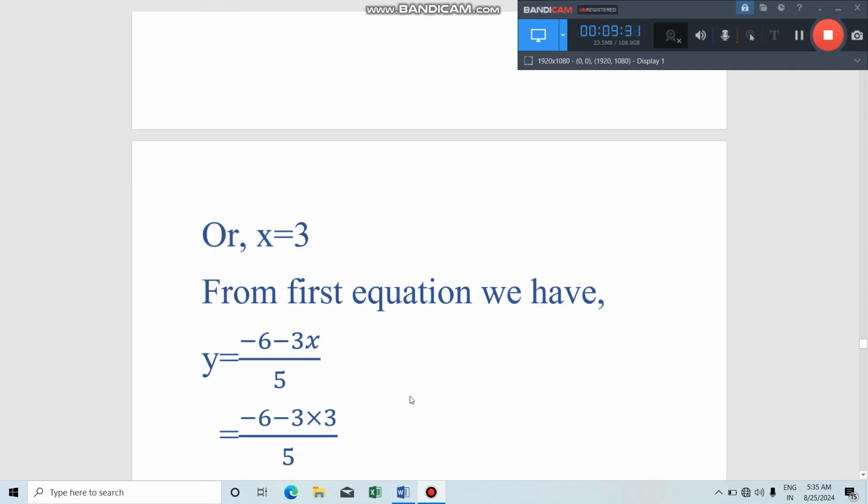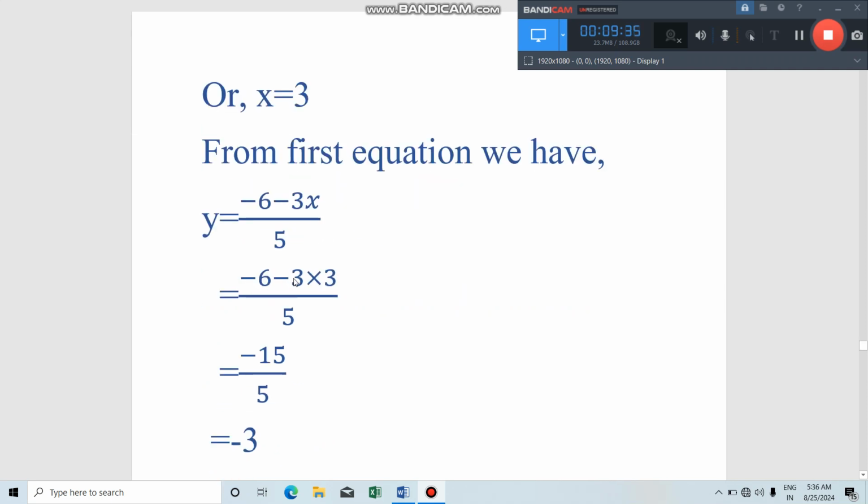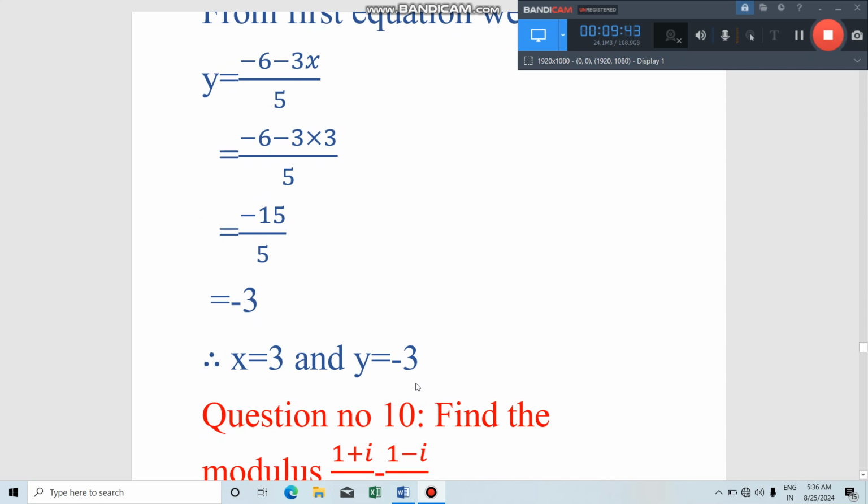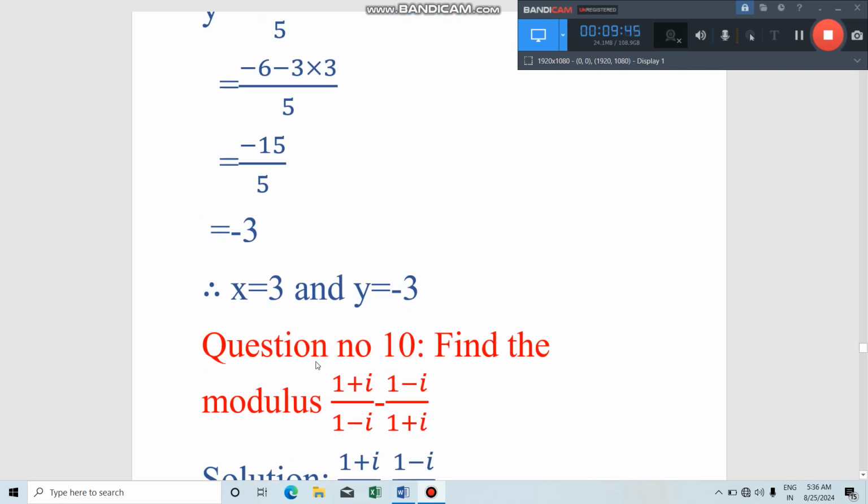From the first equation, we have y equals (−6 − 3x)/5. So it will become (−6 − 3 × 3)/5, here we put the value of x as 3. So it will become −15/5, which is −3. So x equals 3 and y equals −3. This is the solution.